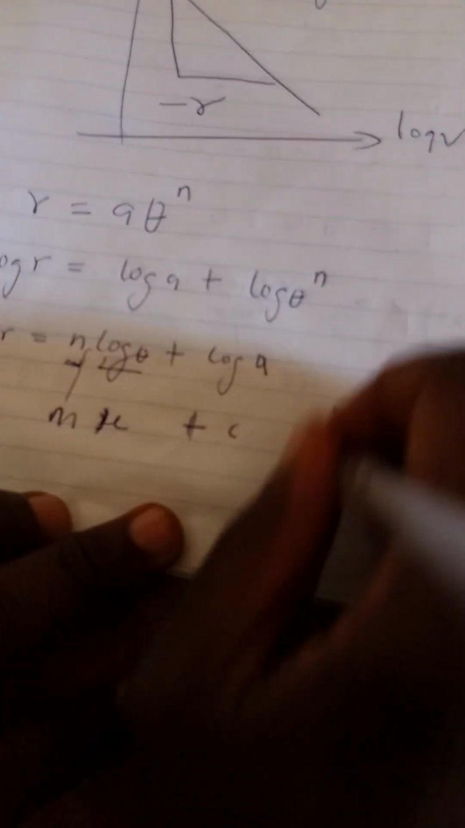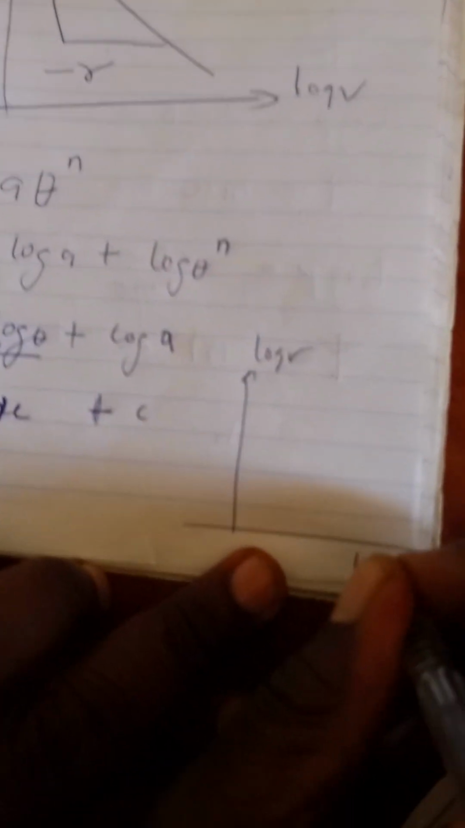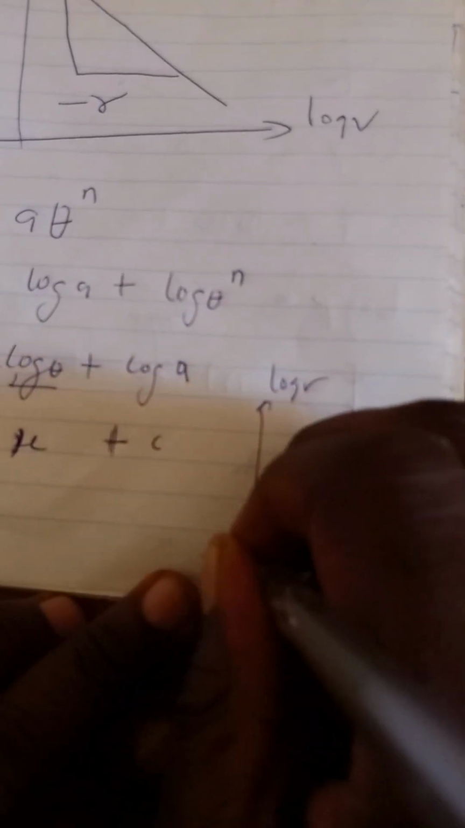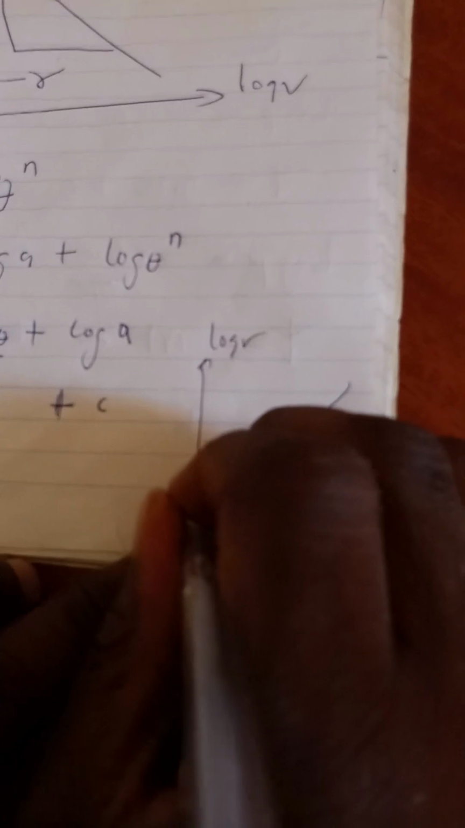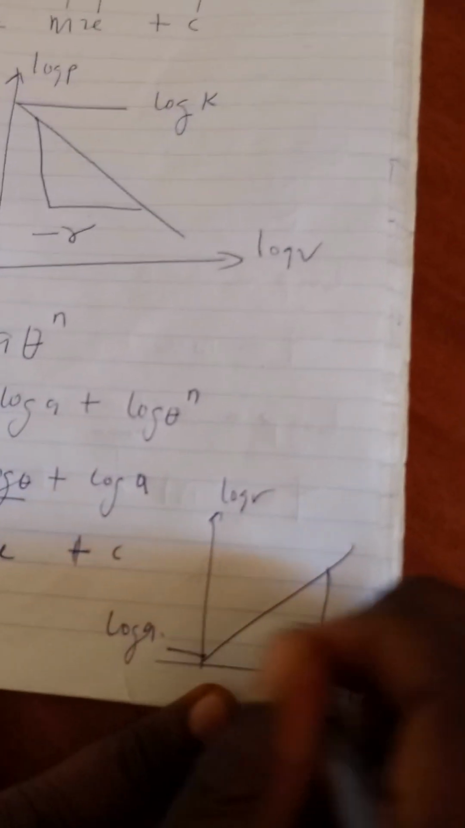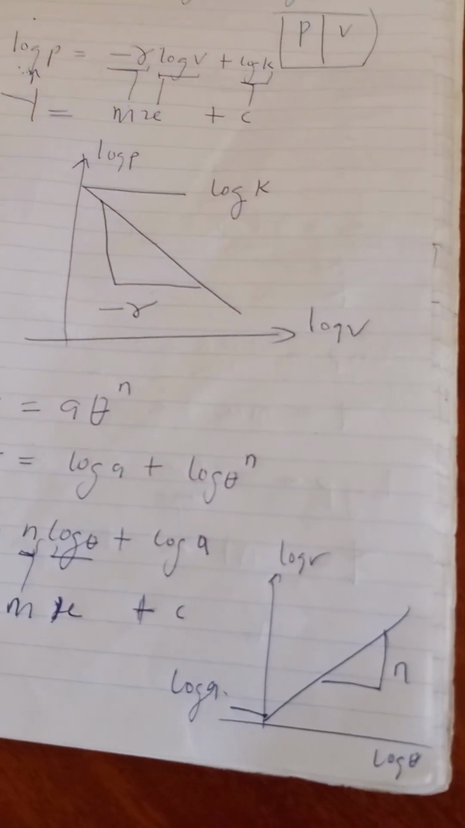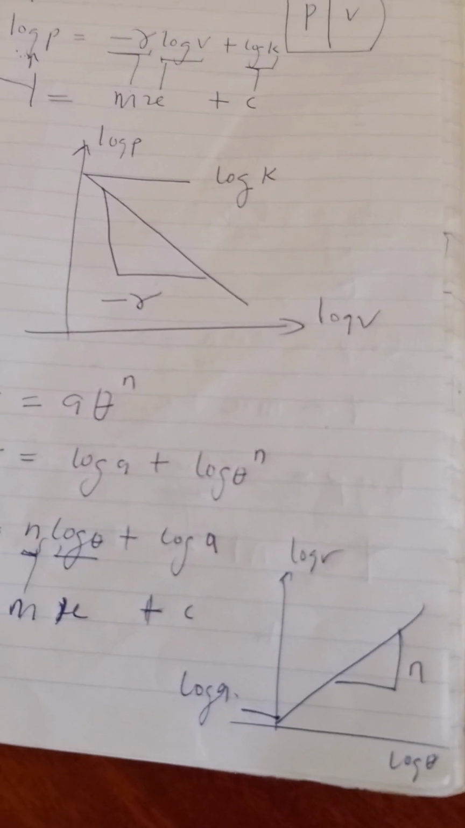So with a sketch like this, it shows here as log r, here is log theta, and this is a positive graph with our intercept here as log a, and the slope here becomes n. So basically, this is what we have today on transformation of equations to linear form.